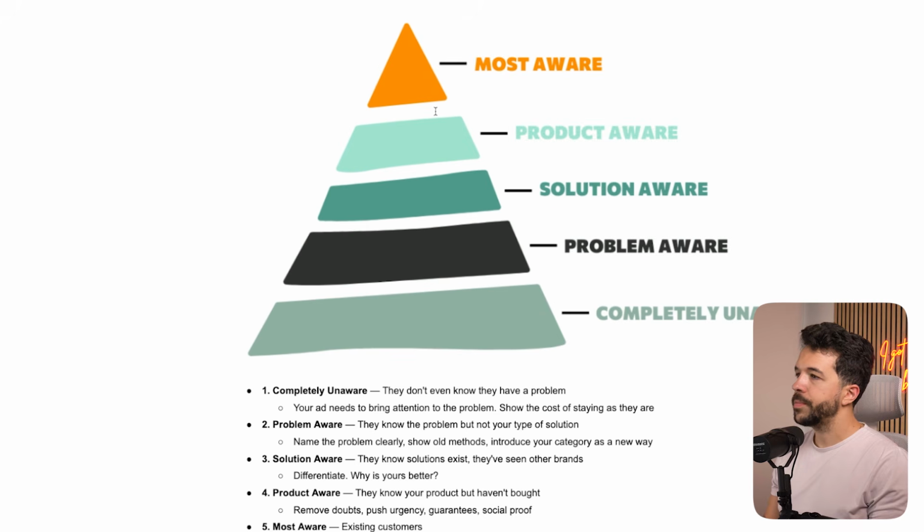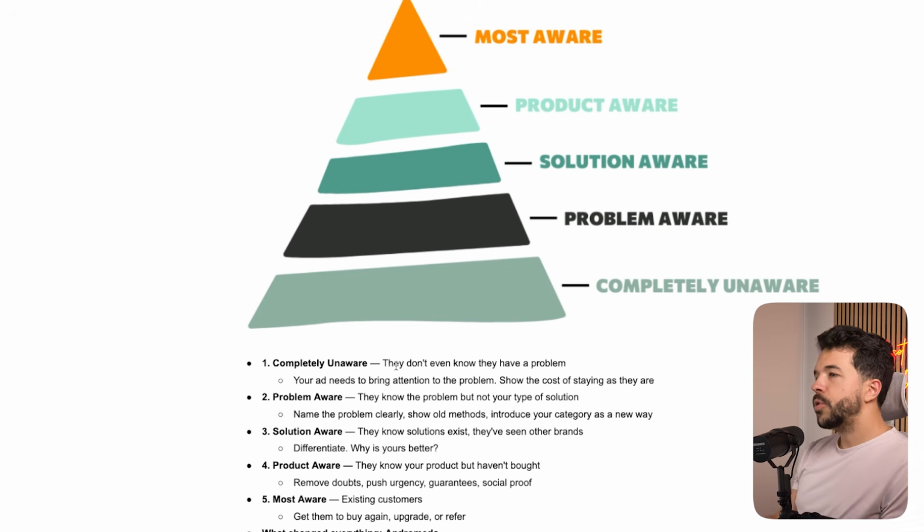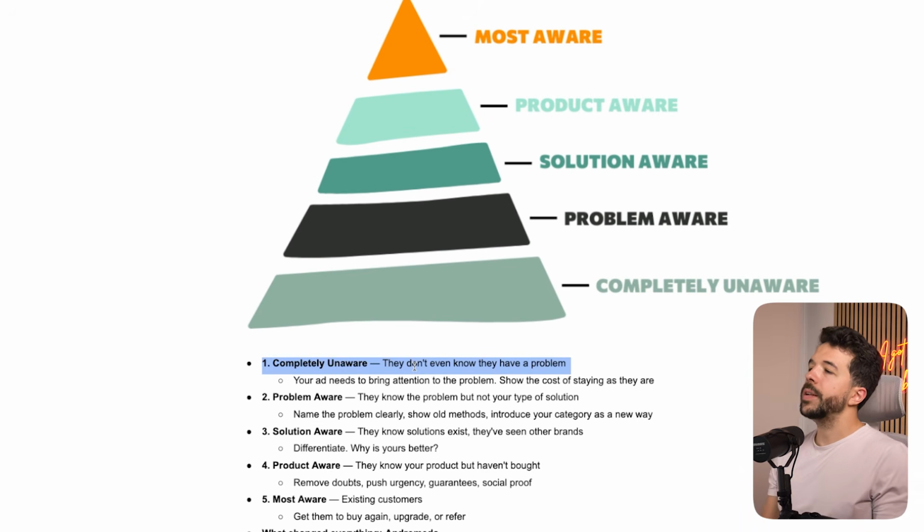You can use this triangle to remind yourself of these 5 levels, but they're very easy to remember. The first one is completely unaware. These people don't even know that they have a problem. In this case, your ad needs to bring attention to the problem, show the cost of staying as they are. Then the second one is problem aware. They know the problem, but not your type of solution. Then you have solution aware, which is where they know the solution exists. They've seen other brands, but they still don't know about your product.